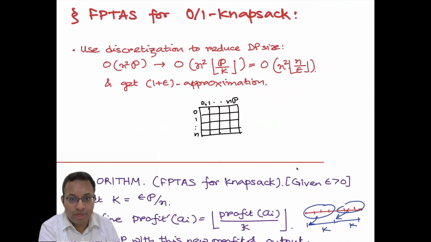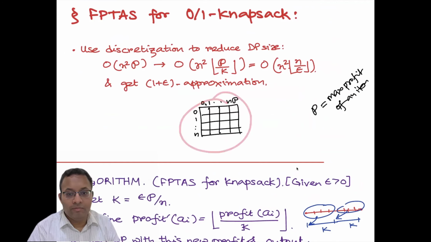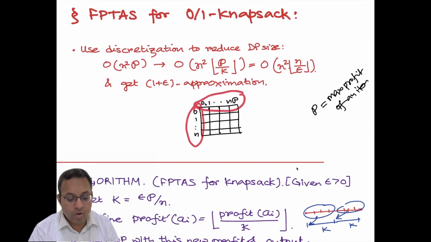Now we talk about an FPTAS for the 0-1 knapsack problem. We already saw the second DP, which gave an order n square p time algorithm, where p is the maximum profit of an item. In the DP, we create a table, and the runtime was n square p, because there are n square p table entries, and filling out each entry needed constant time. It's n square p because there are n rows and there are many possible profits. Opt is at most np, where p is the maximum profit.